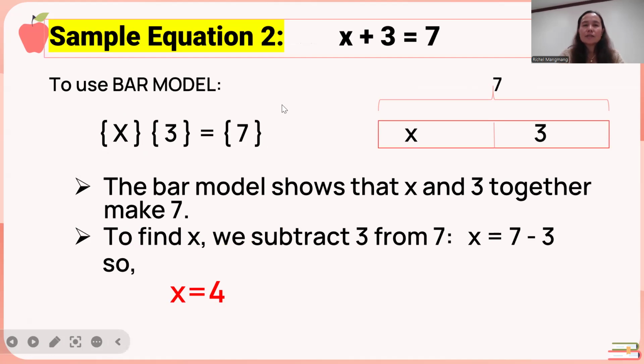Okay, the second sample equation: x plus 3 equals 7. In the bar model, the first segment represents the x, the second segment represents the 3, and the total length represents the 7. So the bar model shows that x and 3 together give us 7. To find x, we subtract 3 from 7, so that x is equal to 7 minus 3. So your x now is equal to 4. Is it simple?